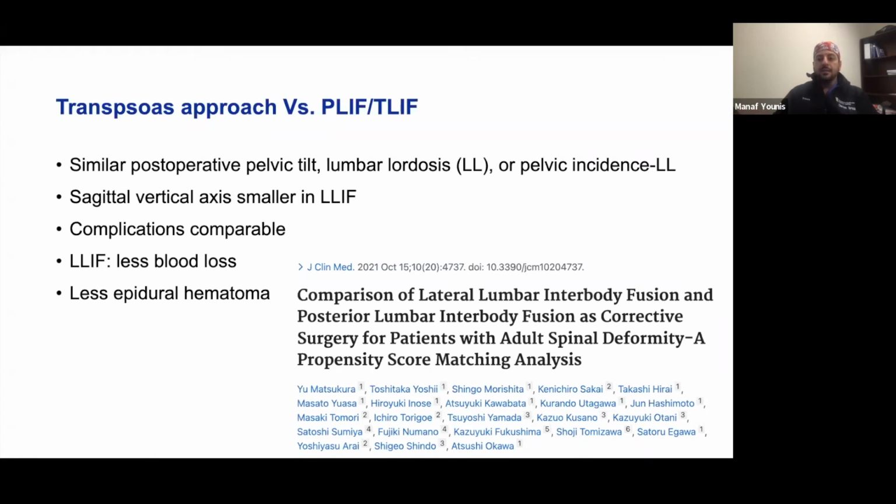However, the LLIF procedure demonstrated significantly less blood loss and smaller incidence of postoperative epidural hematoma compared with PLIF or TLIF procedures.